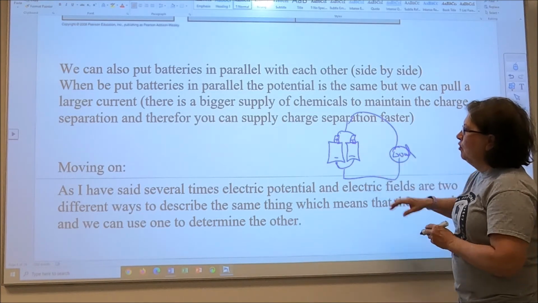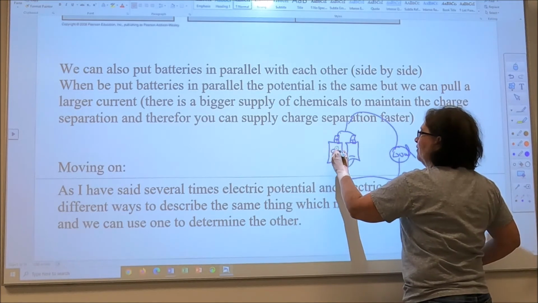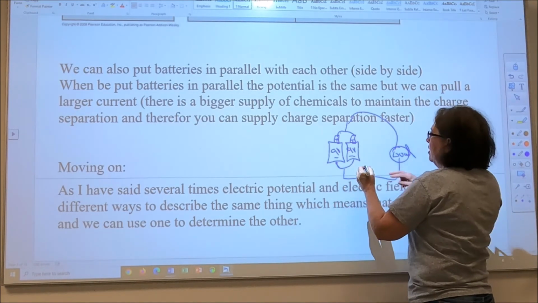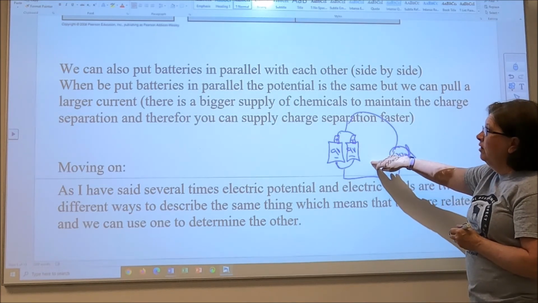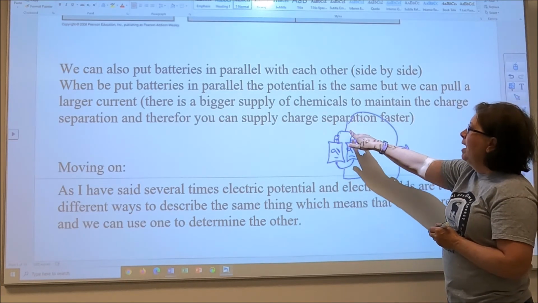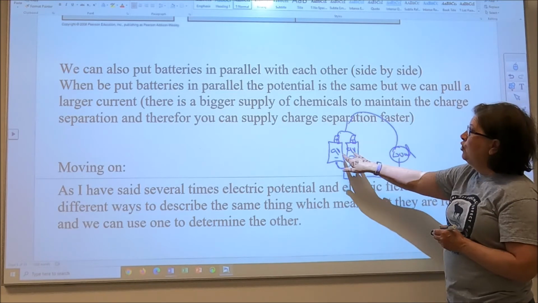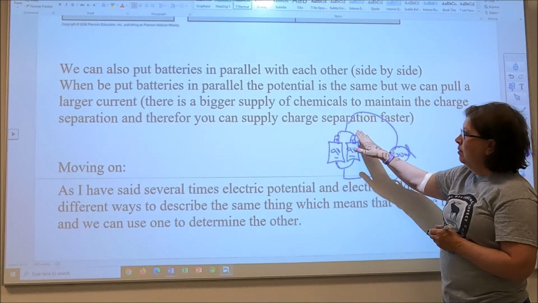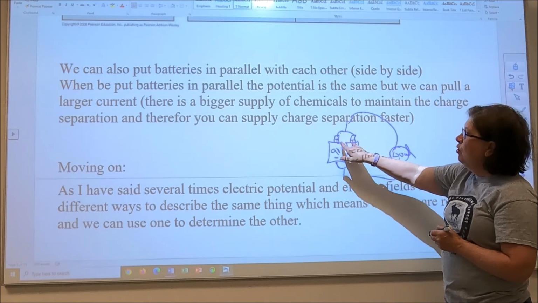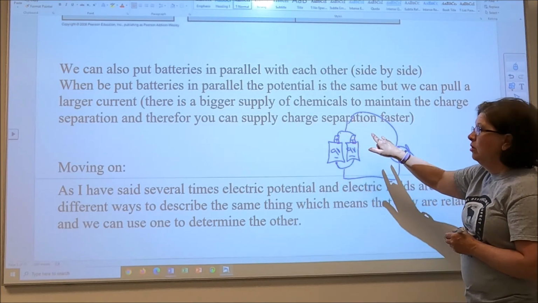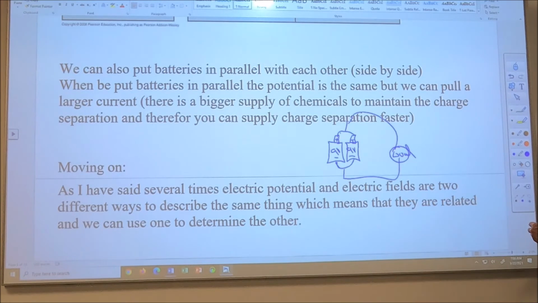Same electrical potential, so this would be a 9 volt and a 9 volt. The potential from this side to this side is still 9 volts. But since we have 2 batteries pushing in the same direction, it's like having 2 escalators, you can move more charge. So you actually get a larger current.